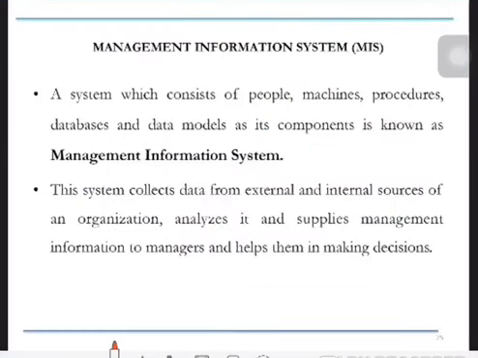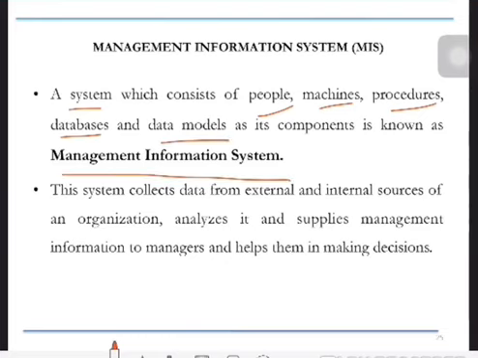So then what is a management information system? We have already discussed what management is, what information is, and what a system is. Then what is a management information system? A management information system is a type of system which consists of people, machines, procedures, database, and data models as its components. So when you say MIS, we have people, machines, procedures, database, and data models as its components.